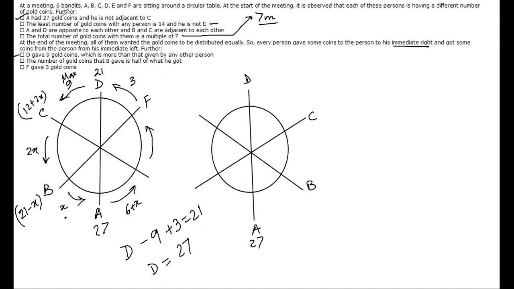But at the start it's given that all of them had a different number. That means A is already 27, so D cannot be 27. That means this cannot be F. That means I can therefore conclude that this guy here must be F.